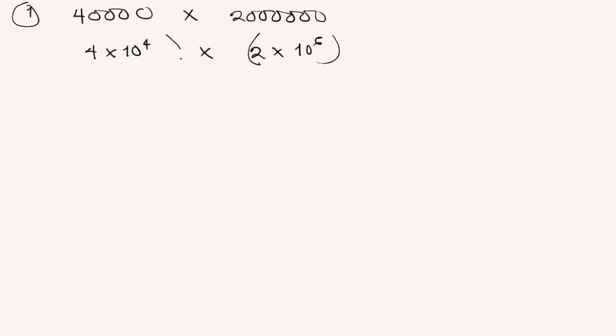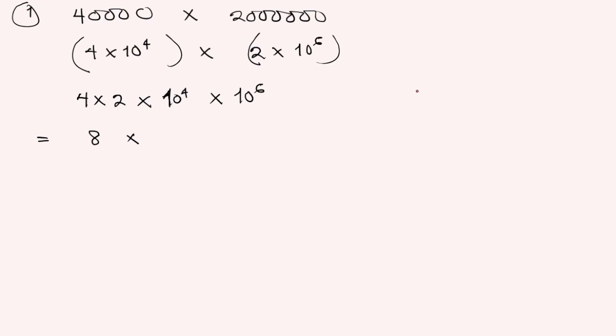Now we have to multiply these two. We can do that by saying 4 multiplied by 2, and then 10 raised to the power 4 multiplied by 10 raised to the power 6. If we do this, this will be equal to 4 times 2 is 8, and 10 raised to the power 4 multiplied by 10 raised to the power 6.